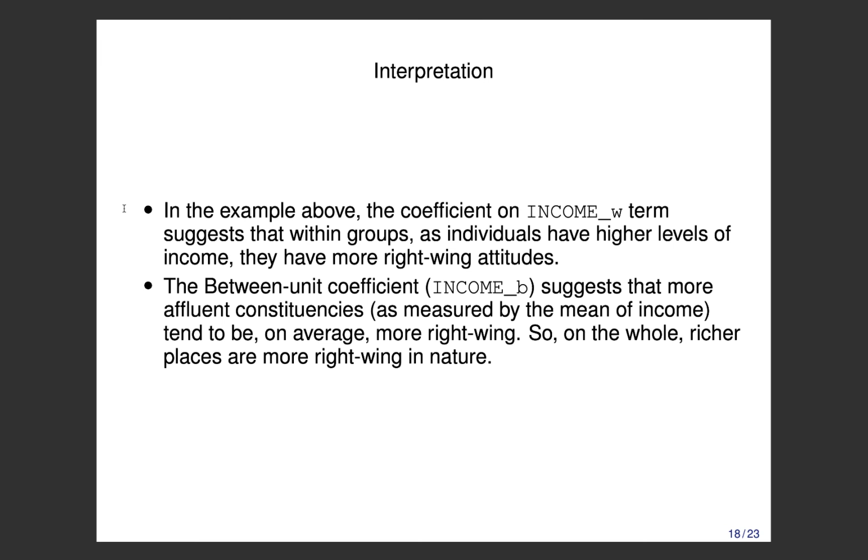So the coefficients that we saw above, the income underscore W term suggests that within groups, as individuals have higher levels of income, they have more right-wing attitudes. And the between unit effect suggests that the more affluent constituencies, as measured by their mean income, tend to be more right-wing. So on the whole, richer places have more right-wing attitudes. So there is a positive within effect and a positive between effect.